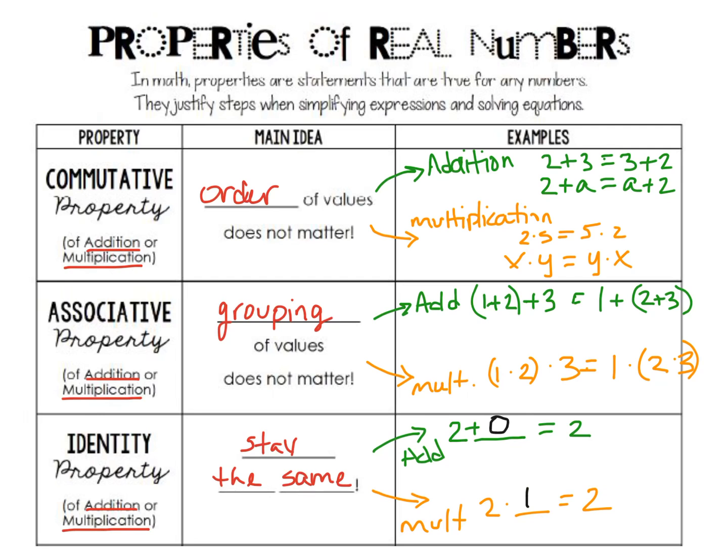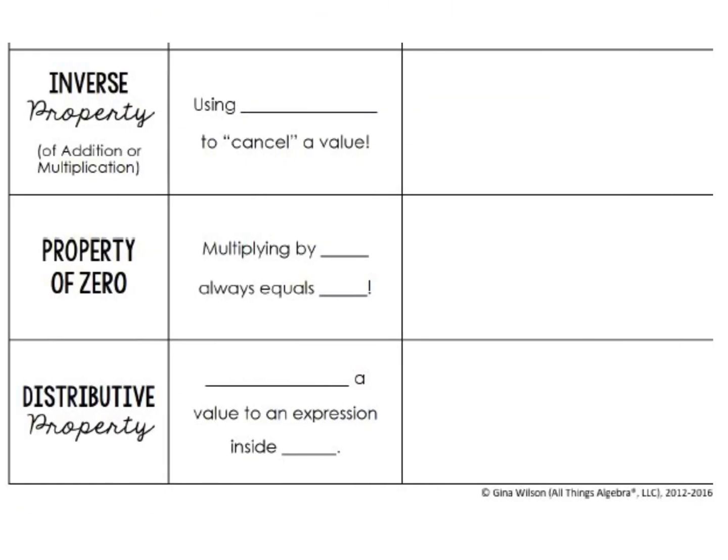Okay, let's go on and see a few more properties that you still have on your page, starting with the inverse property. Another word for inverse is opposite. Okay, so for adding, what could I add to the number -4 to make it equal 0? Okay, or to cancel it out.